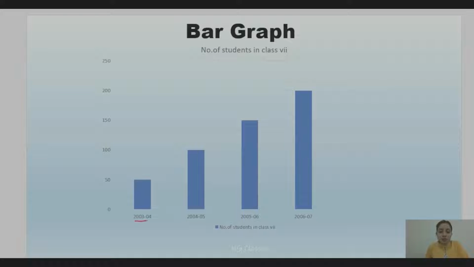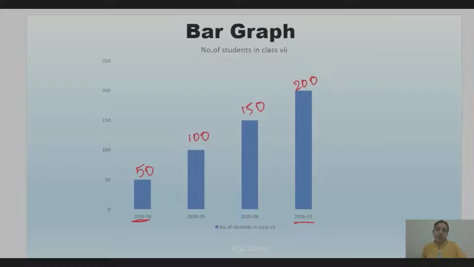So for the session 2003 and 2004, the number of students in class 7 is 50. Similarly, for 4 and 5, it's 100. For 5 and 6, 150, and for 6 and 7, it's 200. So in this session, the number of students was maximum, in 2006 and 2007. It's easier to analyze, right?